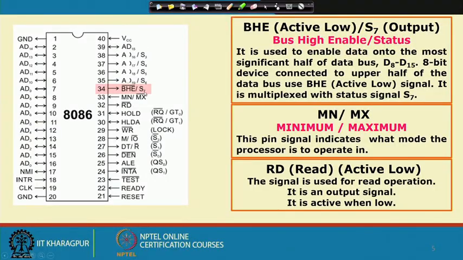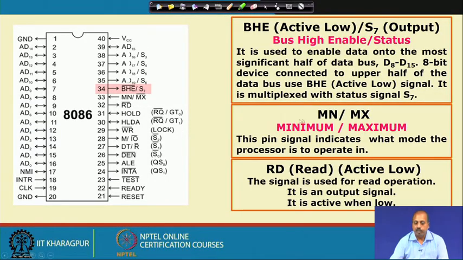So, that's what is written here: an 8-bit device connected to the upper half of the data bus can use this BHE signal, which is active low, and it is multiplexed with the status signal S7. Then there is a min max bar pin, pin number 33. It will indicate whether the processor is in minimum mode or in maximum mode.